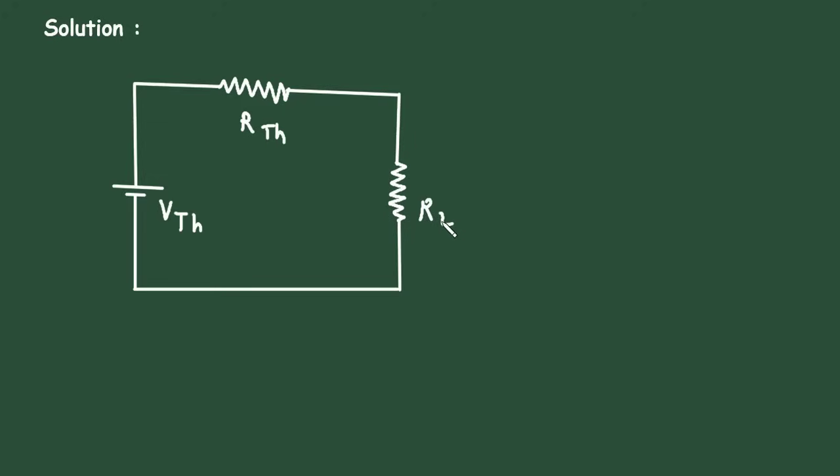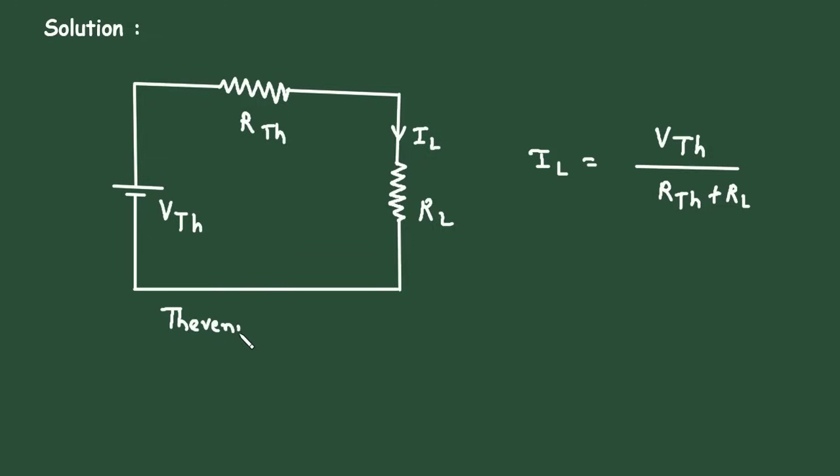This RL is the load resistor and this IL is the load current. IL is equal to VTH divided by RTH plus RL. Here this circuit is called Thevenin's equivalent circuit.